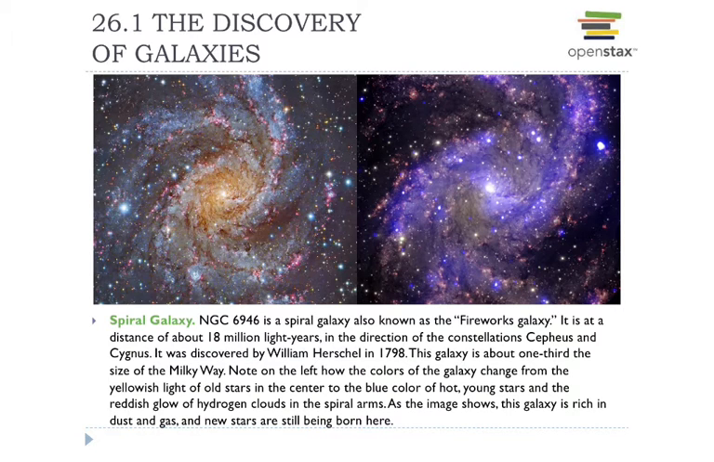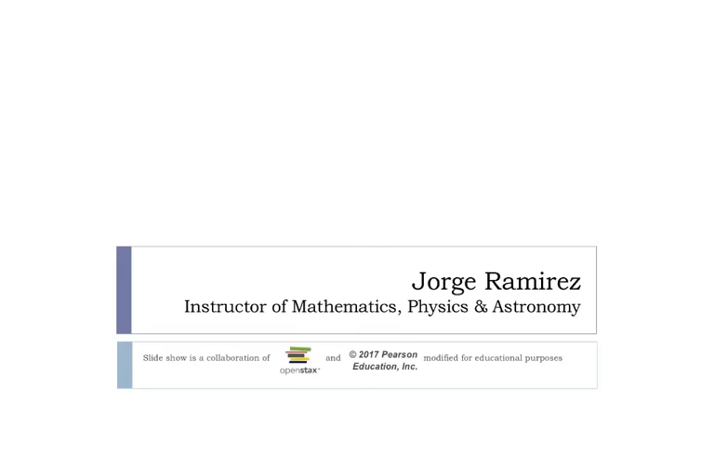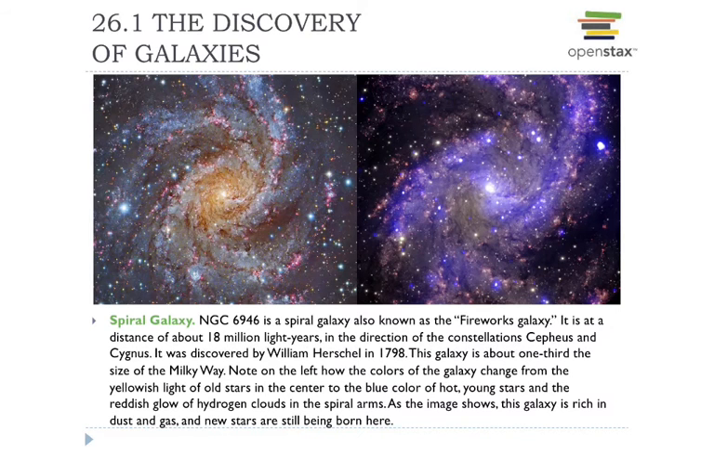Here we'll be looking at chapter 26, and we'll be looking at galaxies. Here we have an image of a couple of different spiral galaxies. Again, much like our Milky Way galaxy, which we talked about initially, and now we can start making inferences on other galaxies.